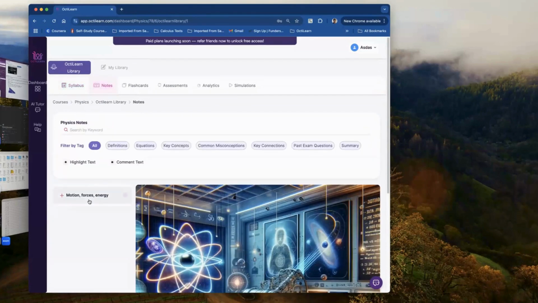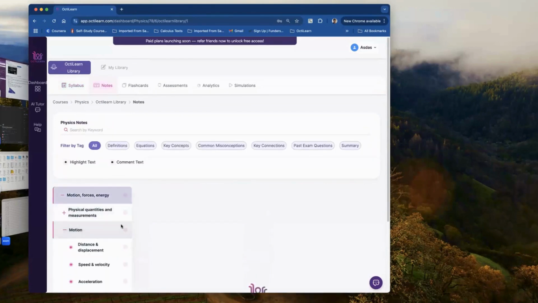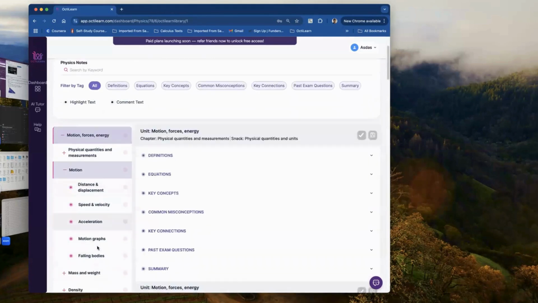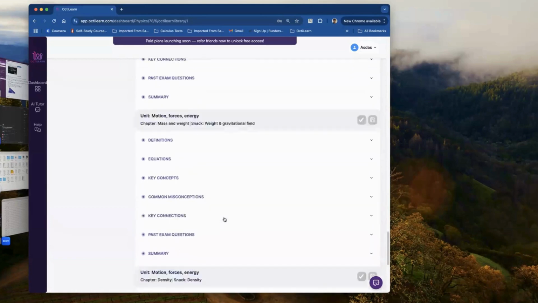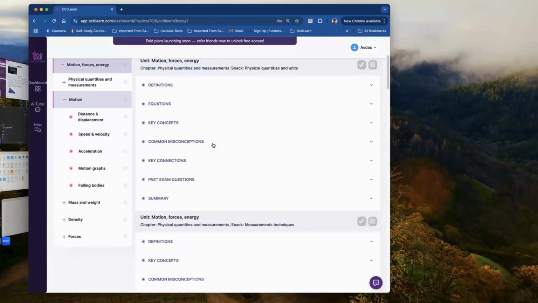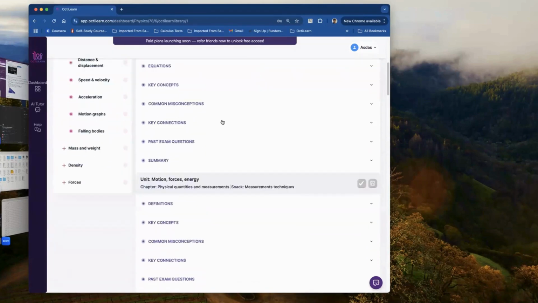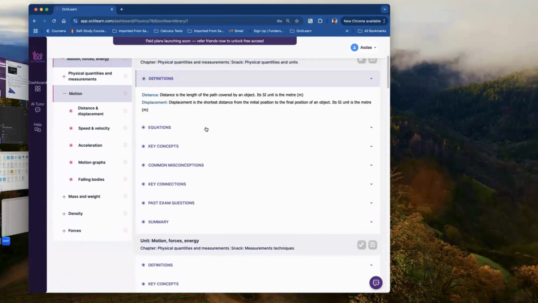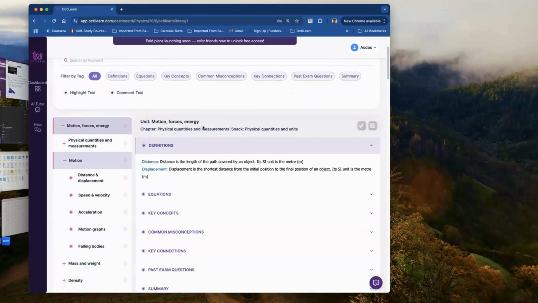And we have notes. So let's say I go into motion. The motion is divided into these subtopics. We actually call it a snack. And then each snack, for example, subtopic, is broken into these sections. So if you click on definitions, it only shows you the definitions, for instance. And then if you click on equations, key concepts, you can also use filters.